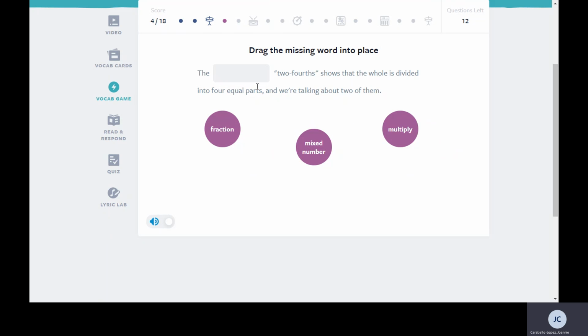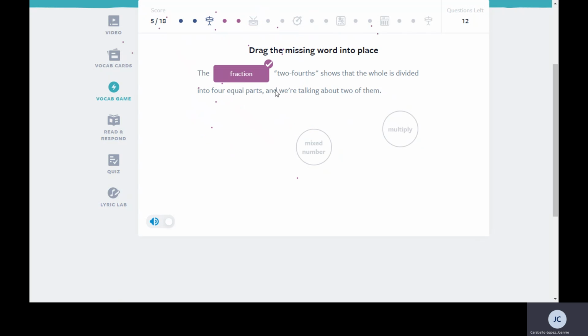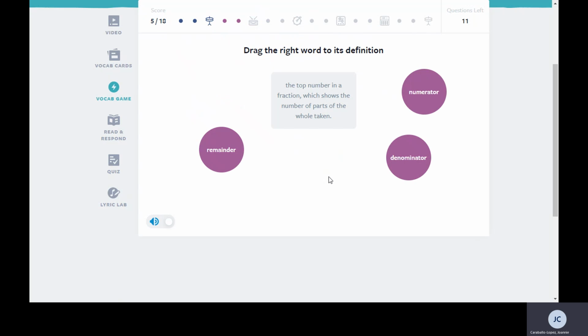El blanco 2/4 muestra el completo dividido en 4 partes y estamos hablando de ambos. Yes. Él dice la fracción. ¿Qué ustedes dicen? Fraction. Correcto, ¿ok? All right.